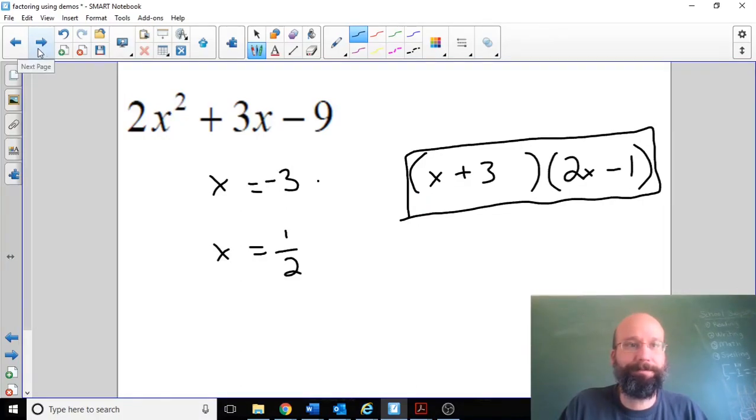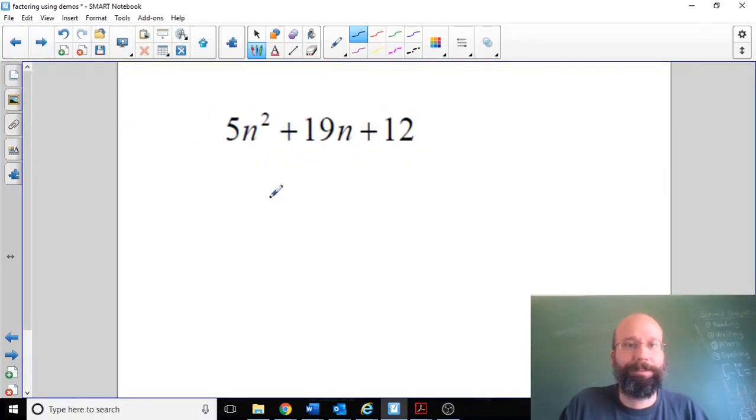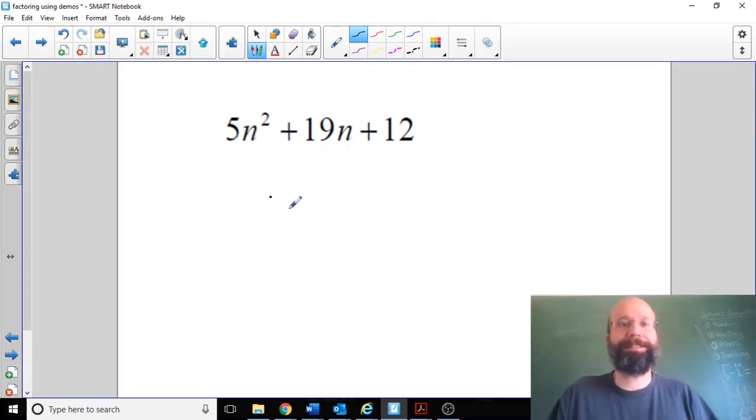Let's do another one. So we have 5n squared plus 19n plus 12. We have to make the variables x. They always have to be x. And then we're going to type them into Desmos.